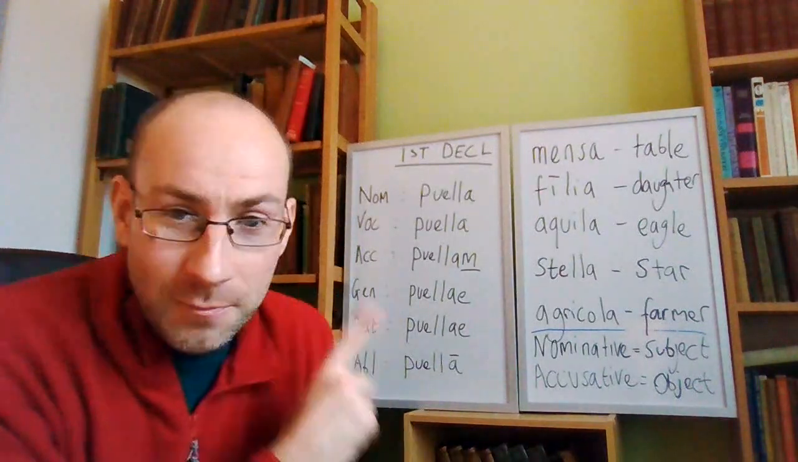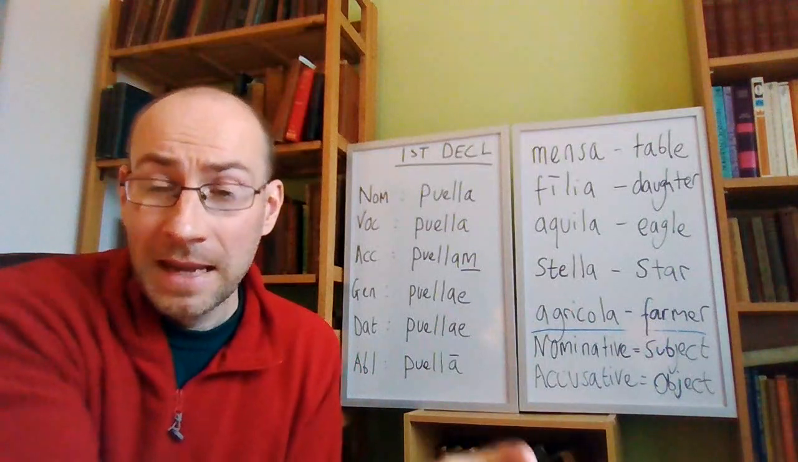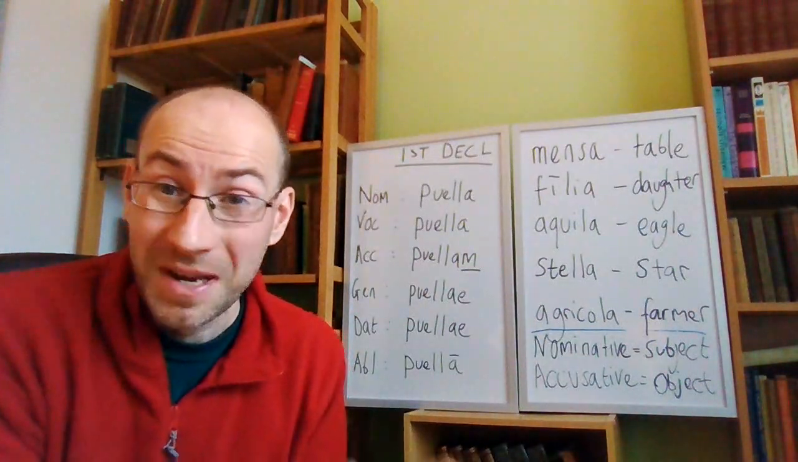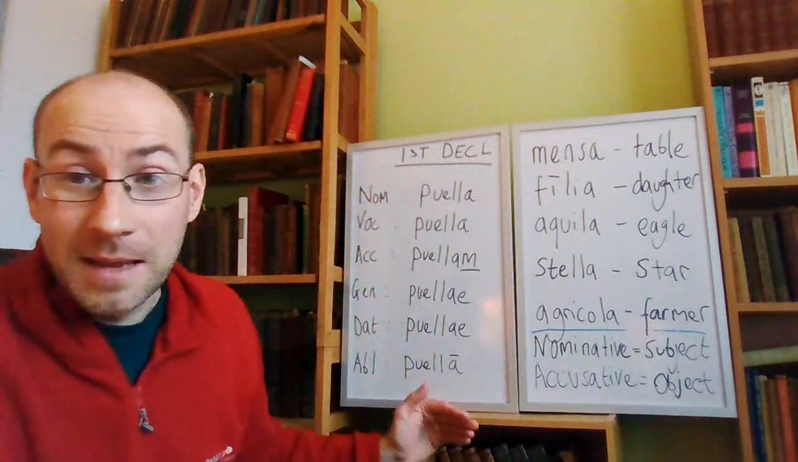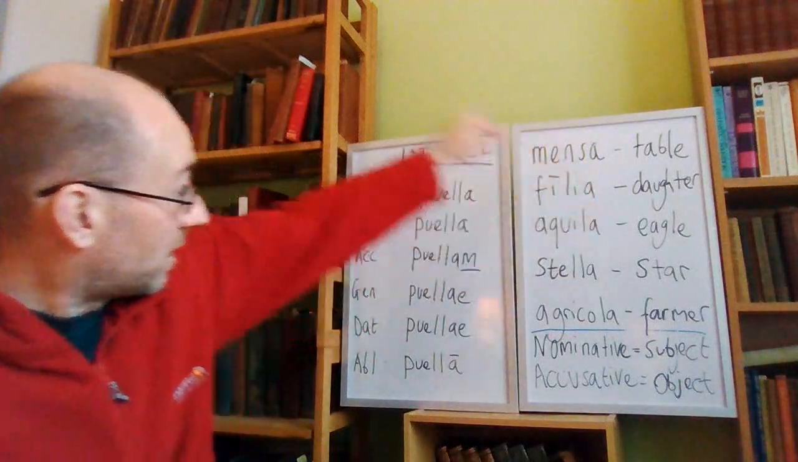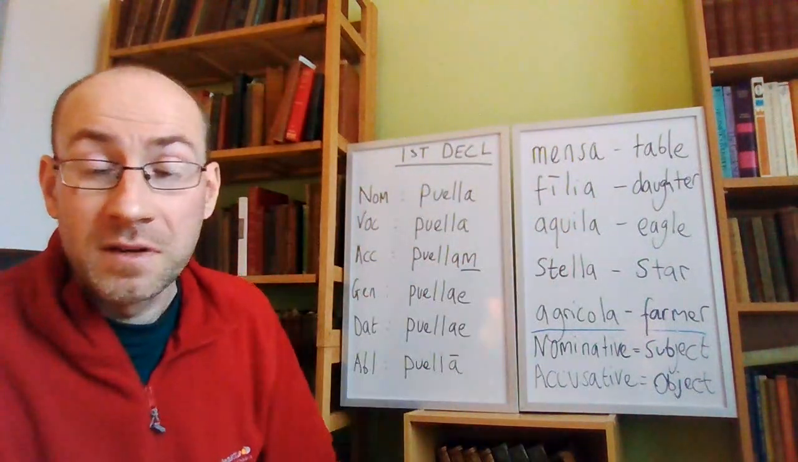That's a farmer. That would be the masculine one, because in the Roman context, the farmer would have been the man, the male, the father or the son. So that would be masculine. But as I said, the endings are the same. Let's just then take one of these words and then apply the endings. So how would we do mensa through all the different cases?